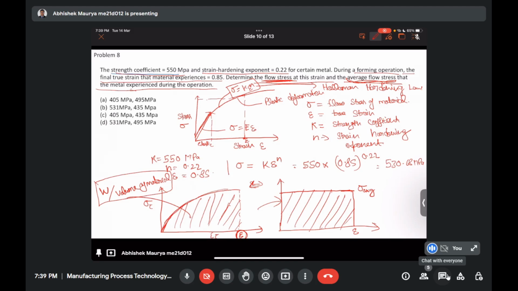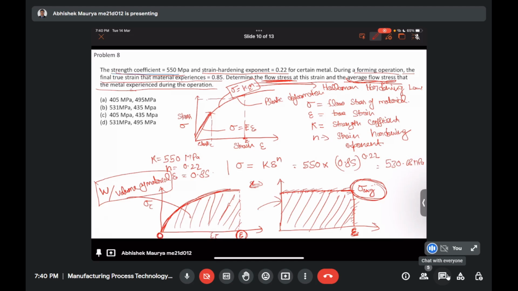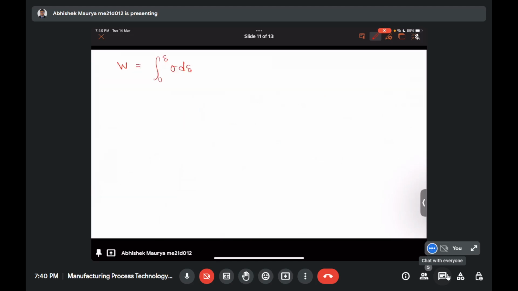So we are equating the work for these two materials: one is the real actual material and another is the perfectly plastic material. We are comparing the work to deform the material up to the strain of epsilon. We want to find the average stress value which we have to give to the perfectly plastic material in order to reach the strain value of epsilon. Now we will calculate the work for our actual material, that is the integral of sigma d epsilon from 0 to epsilon. And we know sigma is equal to K epsilon to the power n.